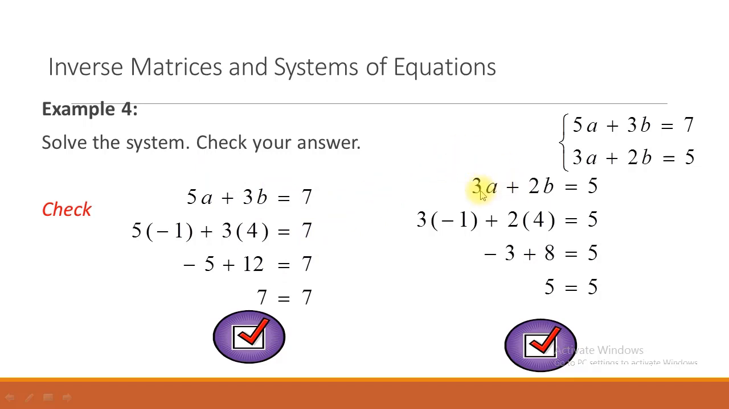Now to check the result for the second equation. In the second equation we have 3a plus 2b is equal to 5. So 3 into the value of a, minus 1, plus 2 into the value of b, is equal to 5. On the right hand side of the second equation we have 5. So minus 3 plus 8 is equal to 5. So the result is correct for the second equation also.